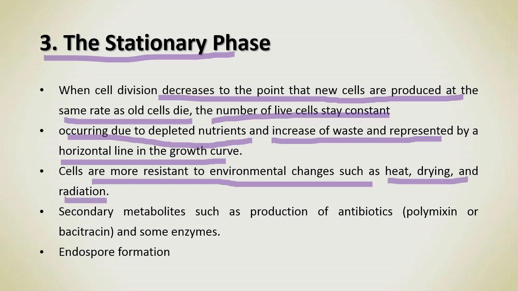The cells are also more resistant to environmental changes during the stationary phase, such as heat, drying, and radiation. Apart from that, secondary metabolites will also be produced during the stationary phase, including antibiotics and some enzymes. Furthermore, endospores will also be produced by some bacteria during the stationary phase.